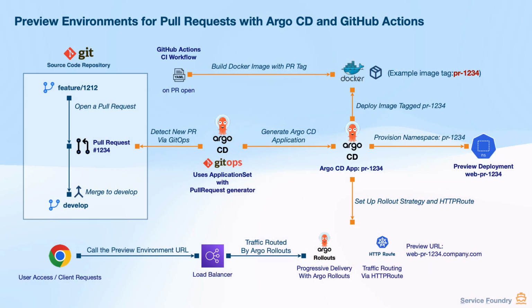1. You open a PR. 2. GitHub Actions builds a Docker image. 3. Argo CD spins up a temporary Kubernetes namespace. 4. Gateway API gives it a unique URL. Let's see it.